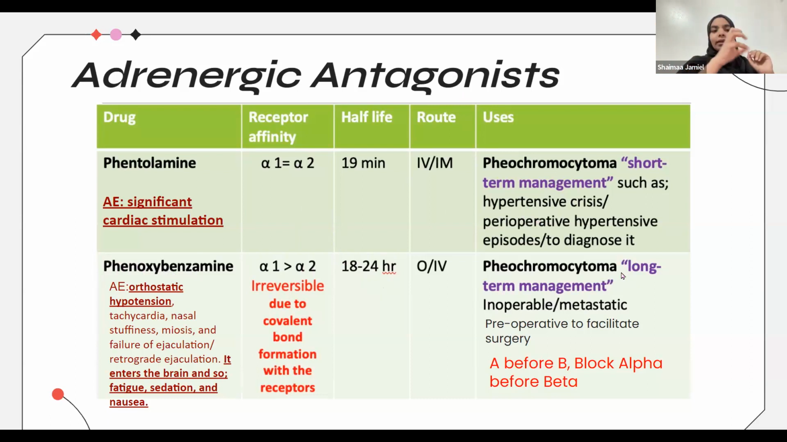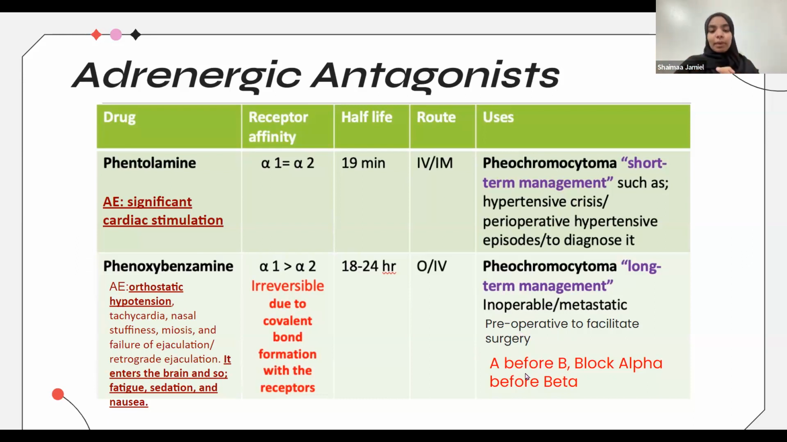in cases where you cannot remove the adrenal gland or something, or pre-operative. So before they do the surgery of pheochromocytoma, they're gonna give phenoxybenzamine to basically reduce the blood pressure so that the person is stable so that you can do the surgery, right?